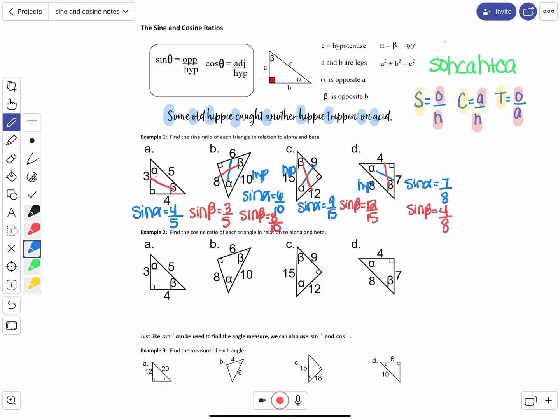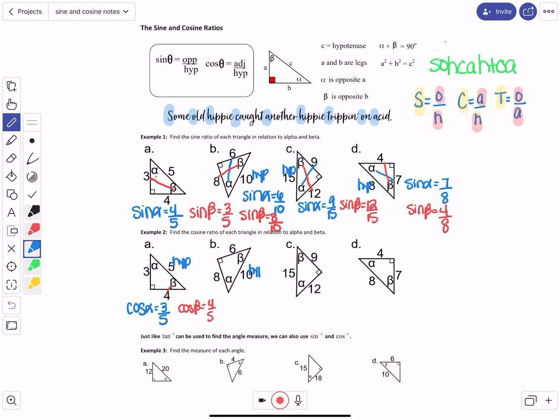Cosine is adjacent over hypotenuse. So here's my hypotenuse. So cosine of alpha is adjacent. Remember, adjacent means beside of. So it's going to be 3 over 5. Cosine of beta, so adjacent here, is going to be 4 over 5. Once again, your biggest number will always be on the bottom.